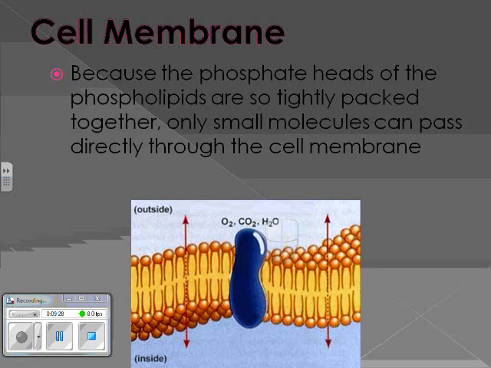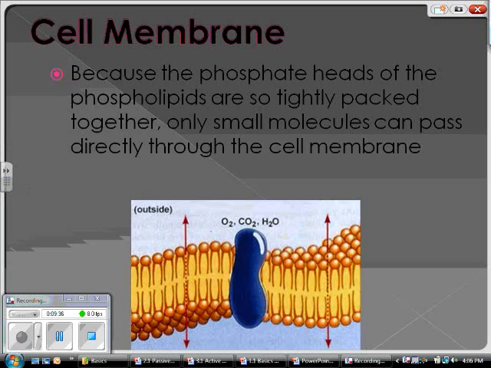So, because the cell membrane is so tightly packed with those phospholipids, a molecule that's this big could easily just squeeze its way on through, right? But a molecule that's that big is going to get rejected. All right, it's going to get bounced right back. The cell membrane is going to say, no way, you're not fitting through here, fatty.